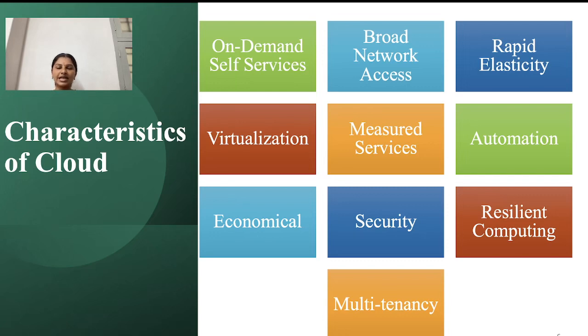And the third one is rapid elasticity. Here in cloud computing, resources can be scaled out and in quickly based upon the user needs. And next is virtualization. Cloud service providers use virtualization technologies to abstract the underlying hardware resources, and they show only the logical resources to the users. And the fifth one is measured services.